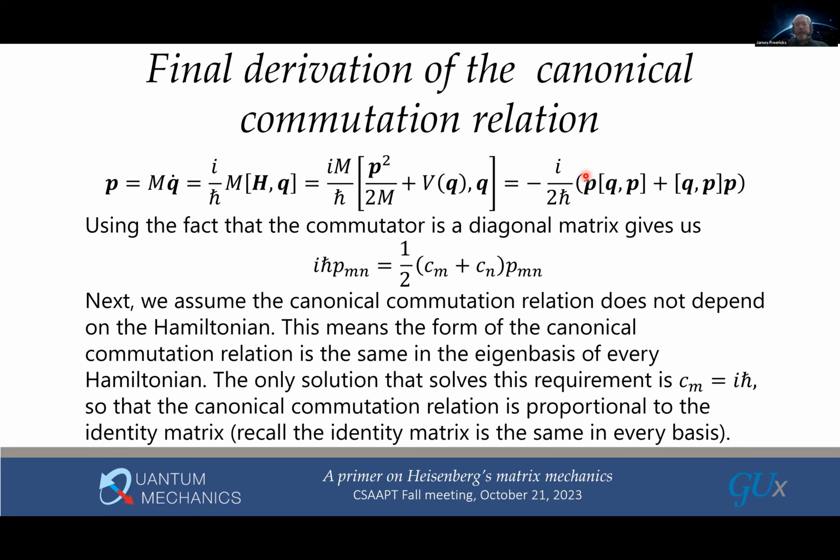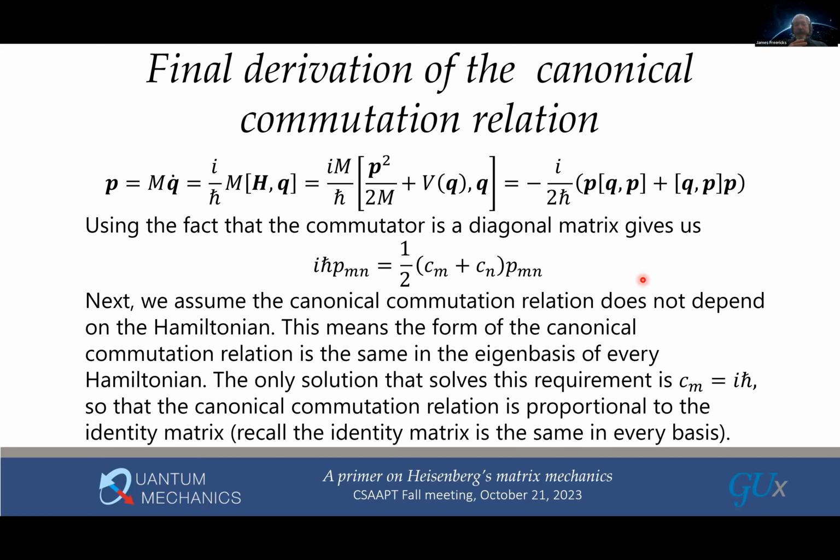And now we can plug in the fact that QP is a diagonal matrix with the diagonal matrix element CM, and, let's see, I'm going to also multiply by i h bar on both sides. So what this equation says is i h bar PMN is equal to 1/2 (CM plus CN) PMN. So again, that's a rigorous equation.